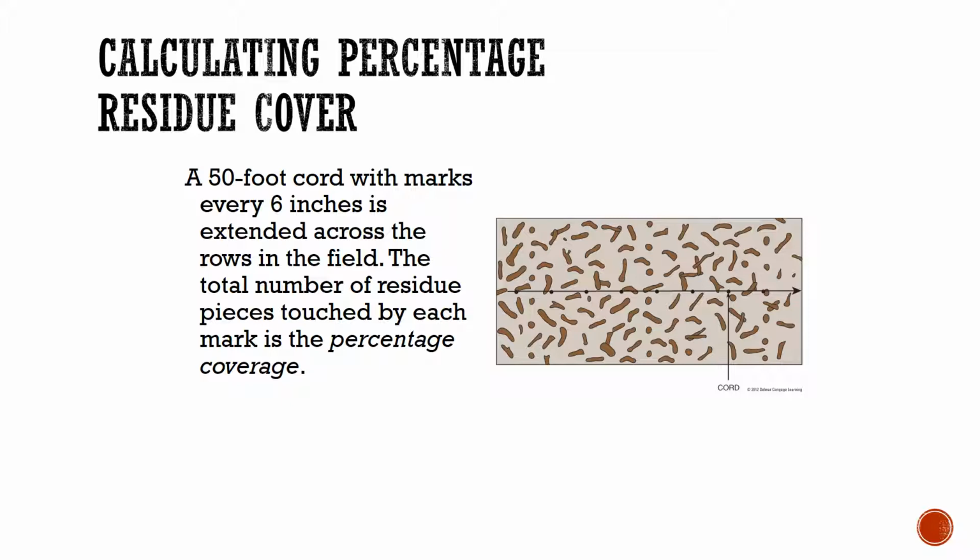You can take a 50-foot cord, and every 6 inches you're going to mark it, and you're going to put that cord out within the field. Every time a piece of that residue touches that cord, that would count toward the total. If you add all of that up, that would be the percentage of how much cover you have. And we're going to be able to do this in class this week.